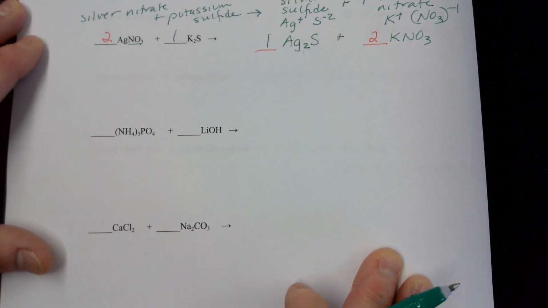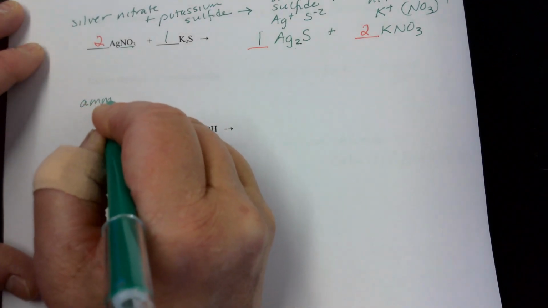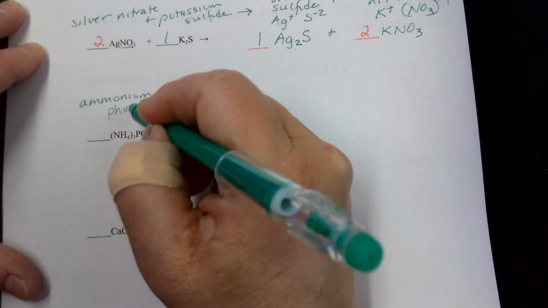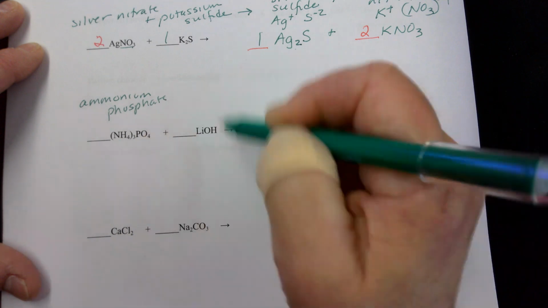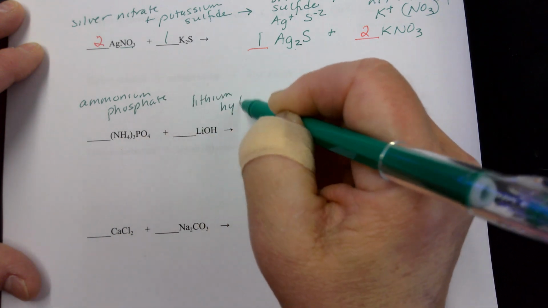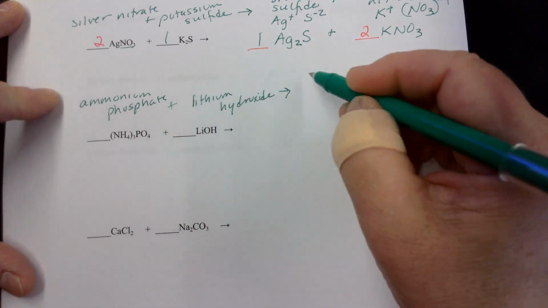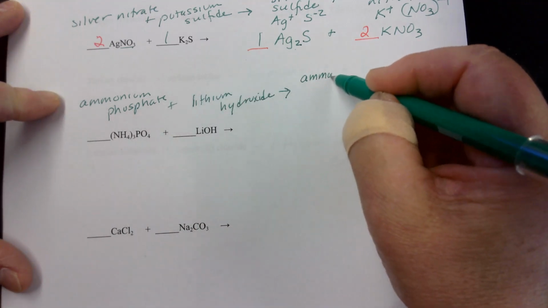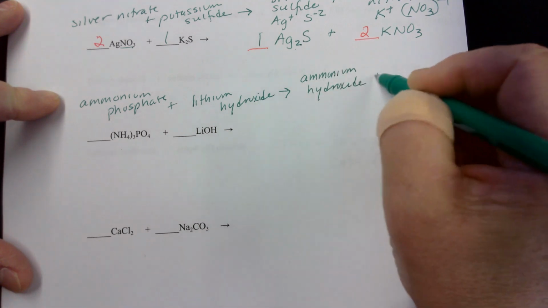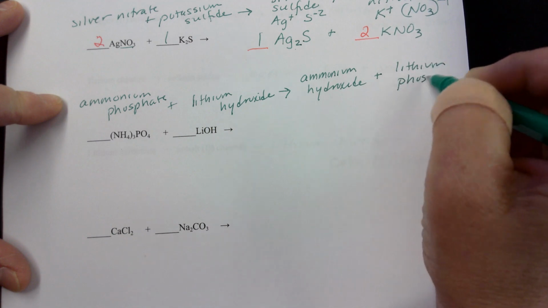All right, let's take a look at equation number 4. What we have here is ammonium phosphate, and I have here lithium hydroxide. What's that going to make? That's going to make ammonium hydroxide plus lithium phosphate.